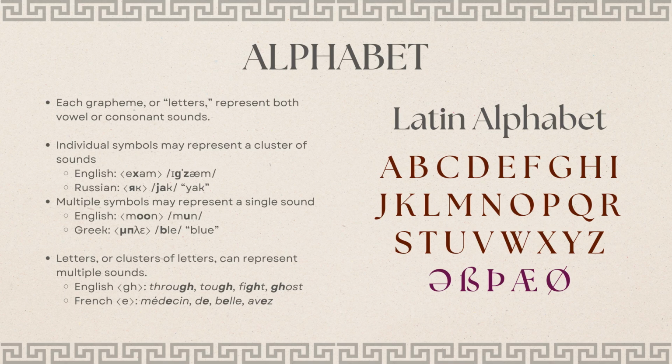In French, it's called something different. So sometimes it's not even pronounced, like in médecin. Or sometimes it's like a schwa type of sound, like a mid-central vowel, like in de. Sometimes it's an open mid vowel, like belle. Or sometimes it's even more closed, like a closed mid vowel, like ave.